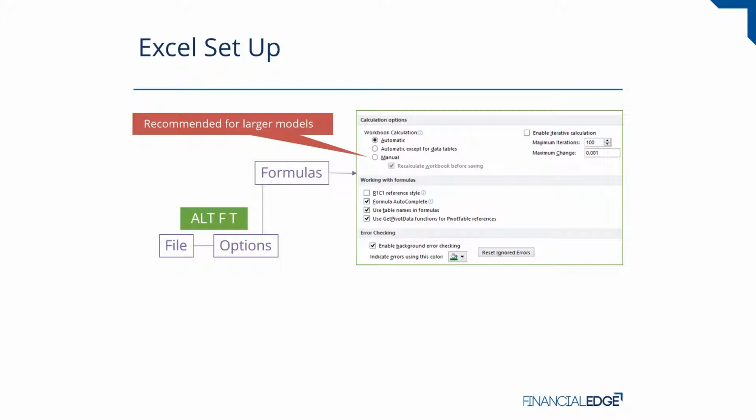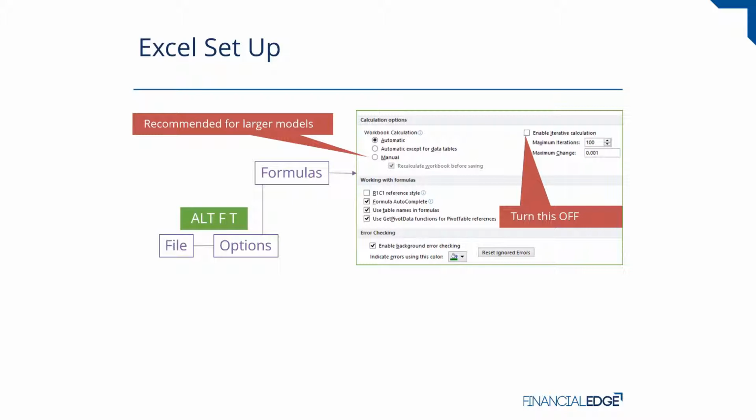Second up, where it says enable iterative calculations on the right hand side here. By default, this is turned off and we would recommend you leave this off. However, if you are sent an Excel file by someone else and they saved their file with enable iterative calculations turned on, then it will be on in your computer as well now. So do be careful, you do need to check this periodically.